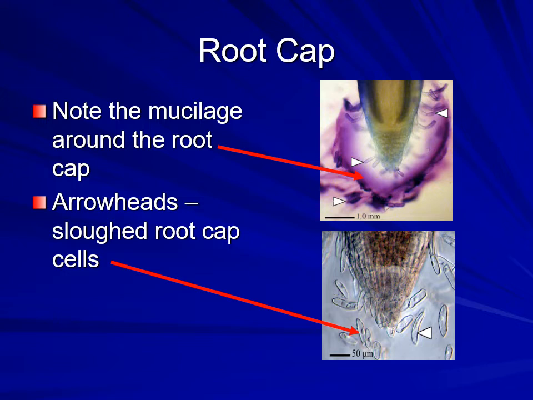So, to summarize here, we've got a mucilage root cap, and we have a mucilage, and we have a root cap full of cells that are sacrificial and that slough.